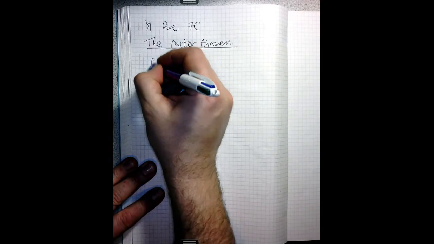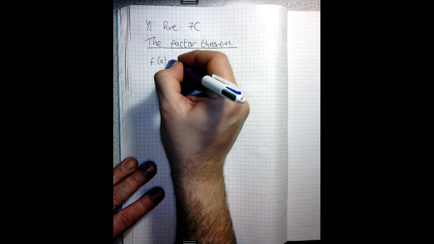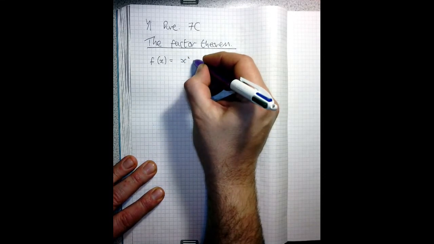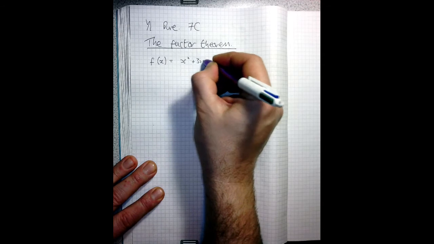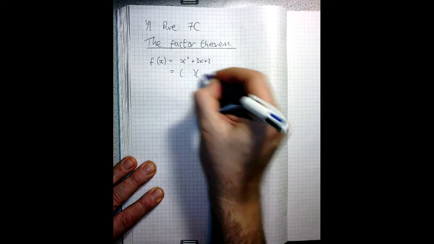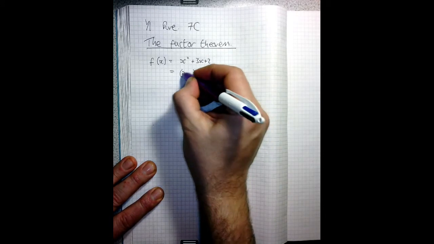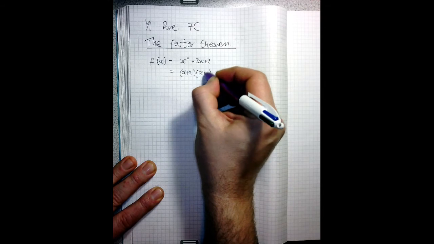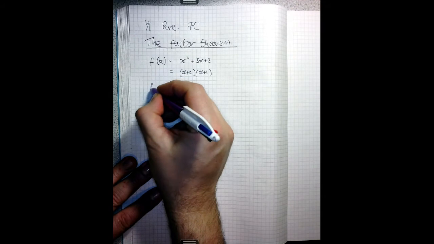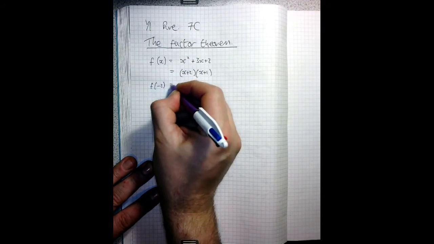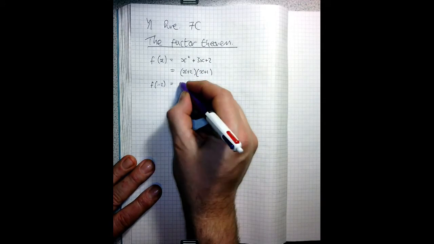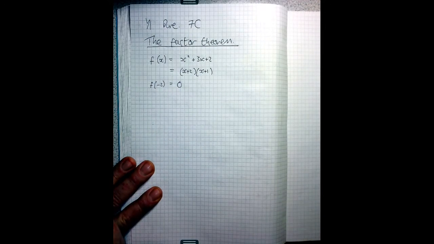If you think about the quadratic x squared plus 3x plus 2, we know that factorises to x add 2, x add 1. And of course, I know if I sub in minus 2, that's going to make this bracket go to 0. That's going to make the value of the whole expression go to 0. We actually already knew that.